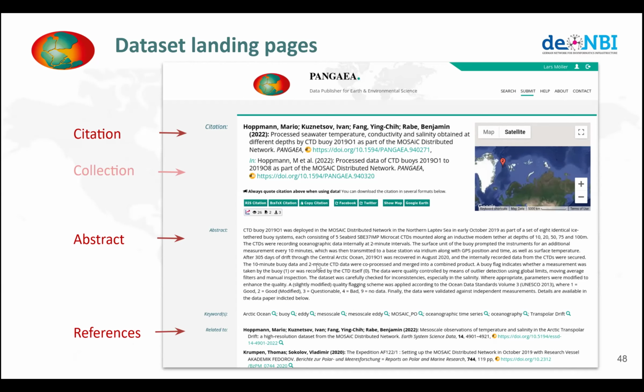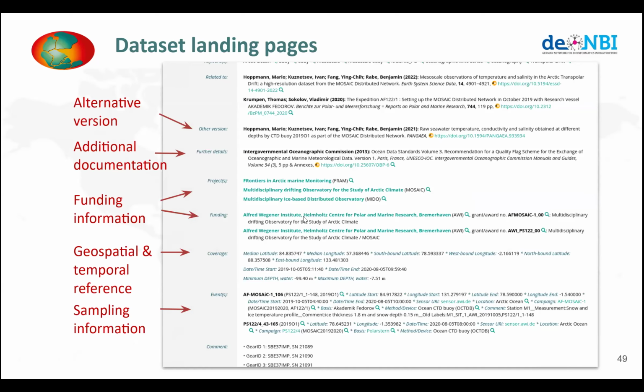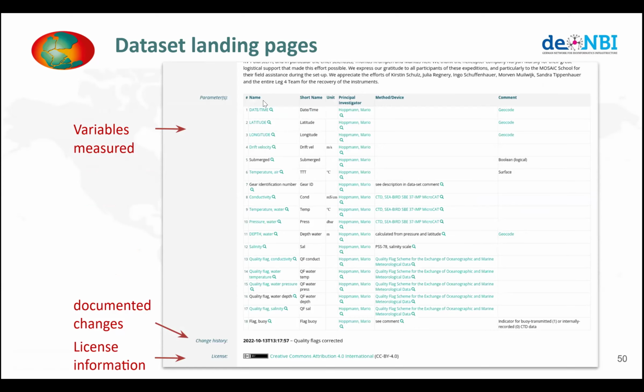If you scroll down on our landing page, you will find links to other versions of the dataset. In this case, it's a link to raw data, further details, funding information, the geospatial and temporal coverage, and the sampling information. The sampling information is the sampling event that I mentioned earlier. Below that, you find a list of all measured variables of that dataset.